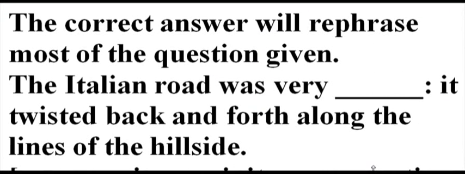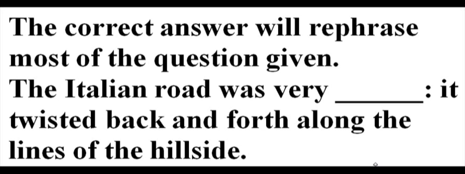Let's continue. The second thing that you have to remember is that the correct answer will rephrase most of the question given. This is true for sentence completion and for reading comprehension. The answer that is most correct is the answer that most mimics the question. For example, imagine that the question was the following. The Italian road was very blank. It twisted back and forth along the lines of the hillside. So we are going to be looking for a word that most paraphrases or rephrases the question given.